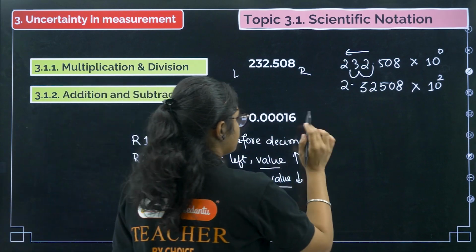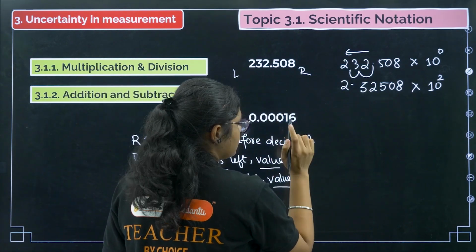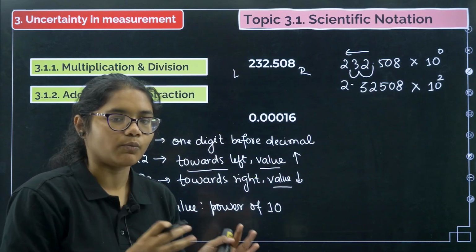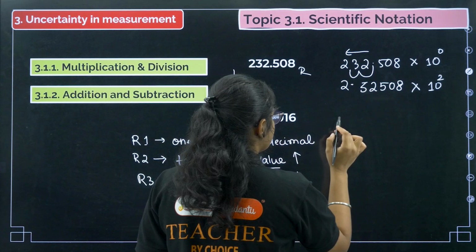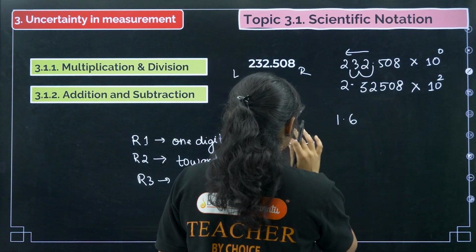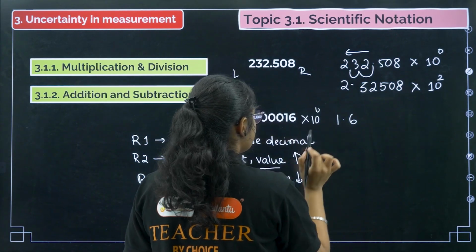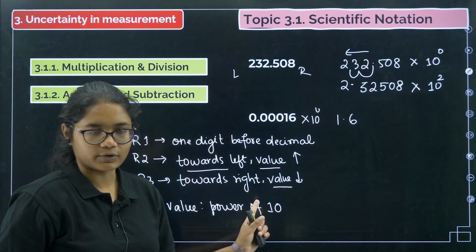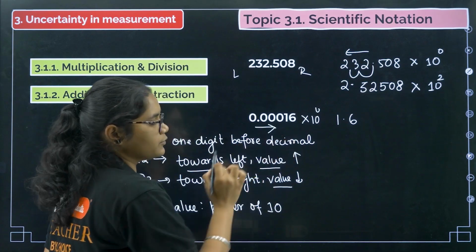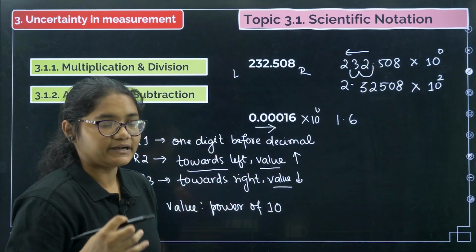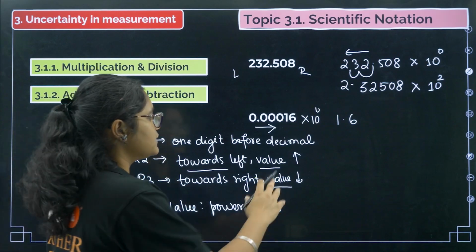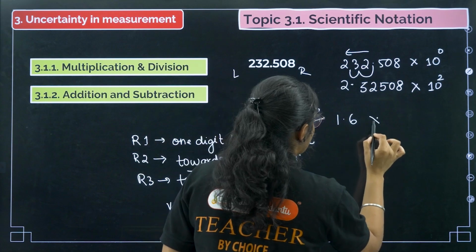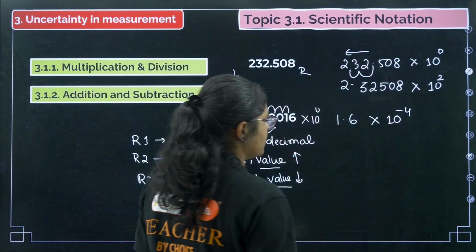Next, let us solve this one. There should be only one digit before the decimal. You cannot put 0 before the decimal; you need a number between 1 and 9. So I need to put the decimal here, 1.6. Currently it is 10 to the power of 0, and I am moving the decimal towards the right. So if I move towards the right side, the power of 10 will decrease. The power is 0, so it will become -1, -2, -3 and -4. So I can write 1.6 into 10 to the power of -4.